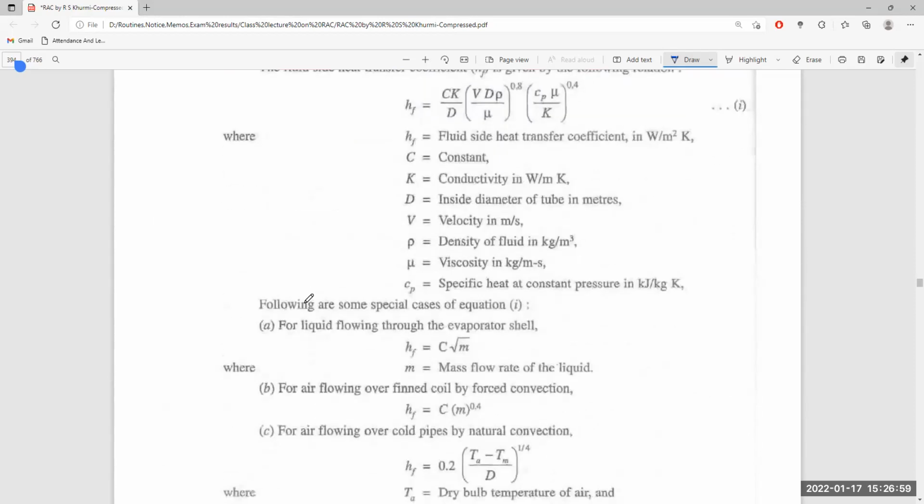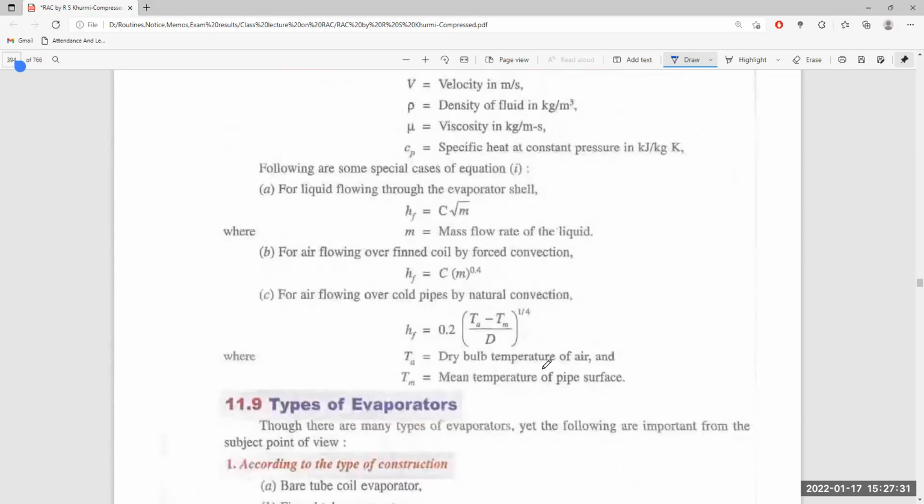Following are some special cases of equation 1. For liquid flowing through the evaporator shell, hf equals C into root over mass flow rate of the liquid. For air flowing over a fin coil by forced convection, hf equals C into m to the power 0.4. For air flowing over a cold pipe by natural convection, hf equals 0.2 times (Ta minus Tp) to the power 1/4, where Ta is the temperature of air and Tp is the mean temperature of the pipe surface.